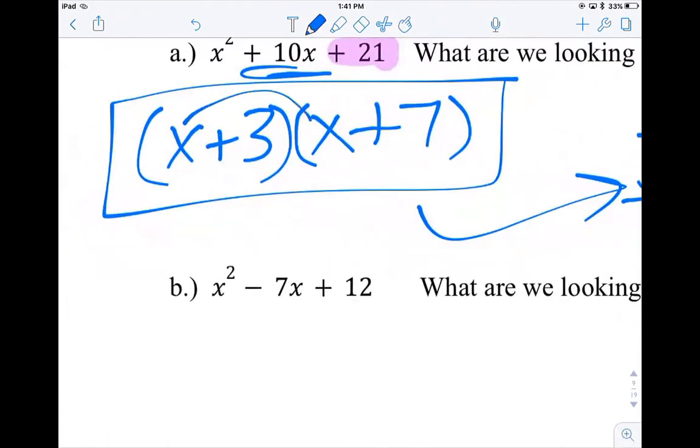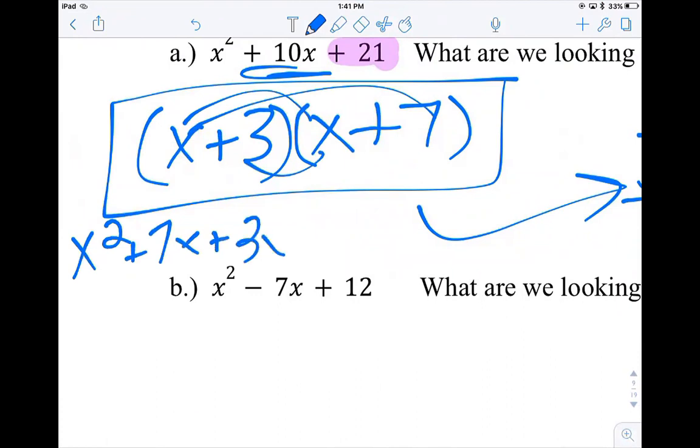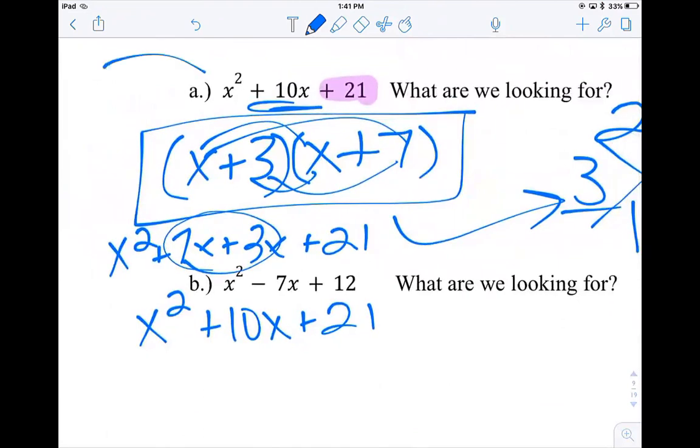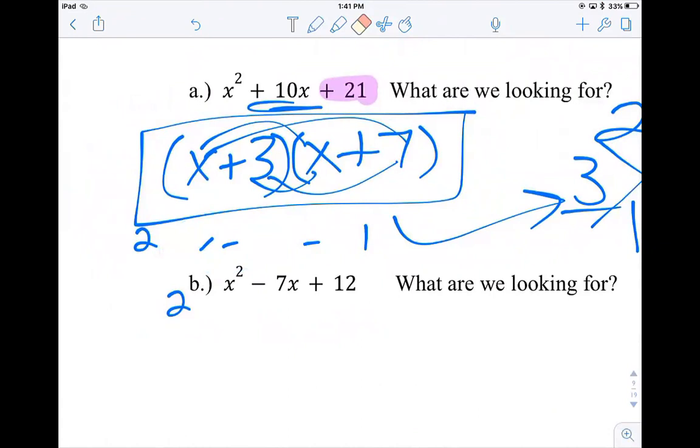If you wanted to check to make sure you're right, like we did with difference of squares, you would multiply them back through. You would get x squared plus 7x plus 3x plus 21. And if we put our like terms together, you would get x squared plus 10x plus 21, which is the same thing that we had to start with right here. So you can always check to make sure you're right when we go to do our factoring.